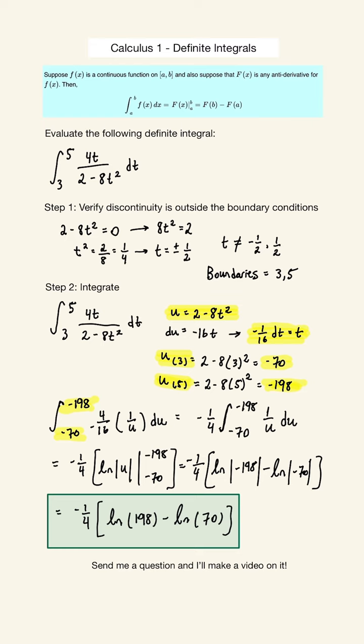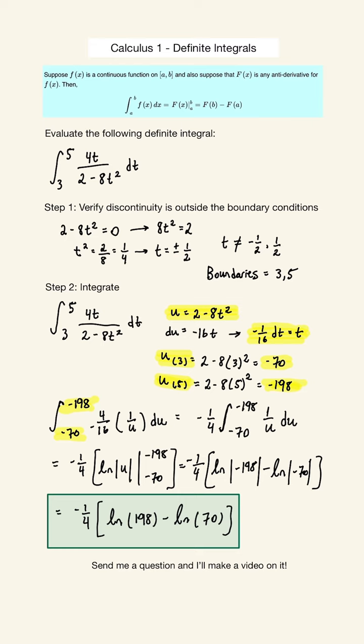2 minus 8t squared is equal to 0. This is what we'll do to determine our location where t is equal to 0. So we'll have 8t squared is equal to 2. We can simplify that to get t squared is equal to 2 over 8, which is 1/4. And then we can take the square root and get t is equal to plus or minus 1/2.